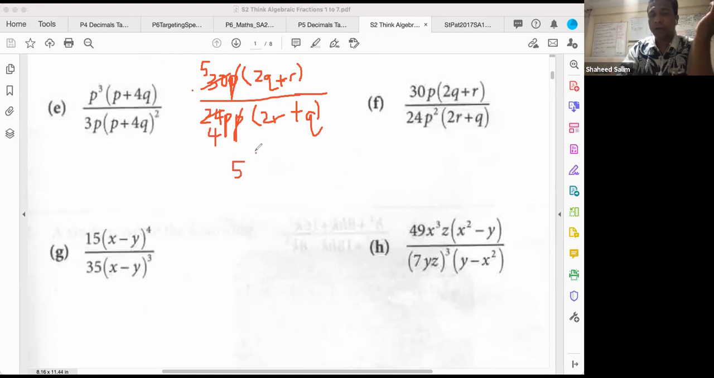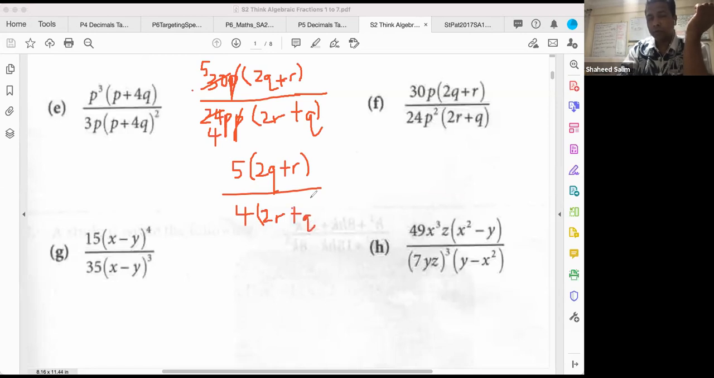So you get 5, 2Q plus R, over 4, 2R plus Q. That's all. You cannot cancel these two. And this is really the simplest form. That's your answer.